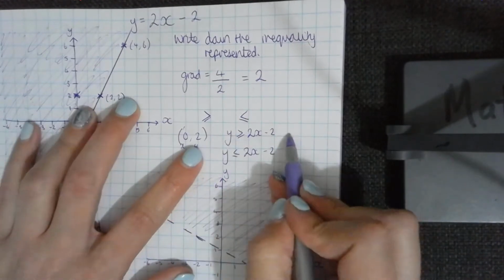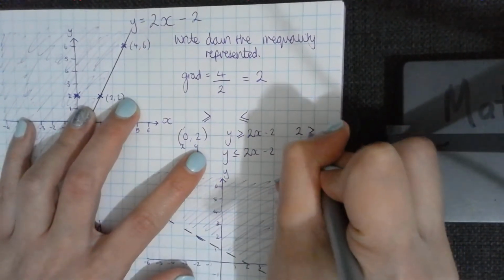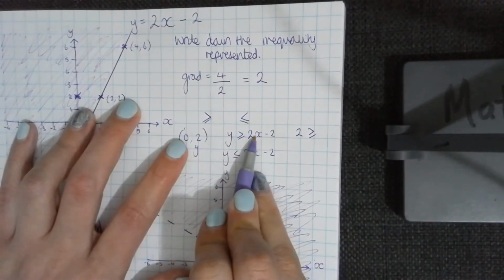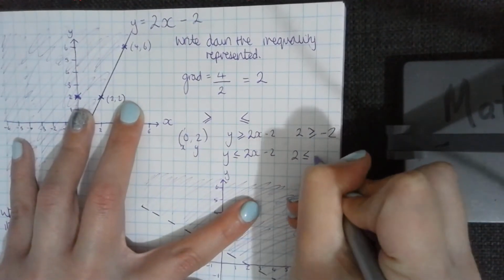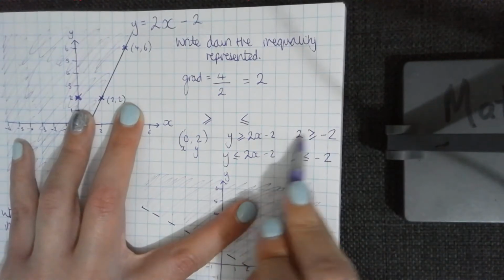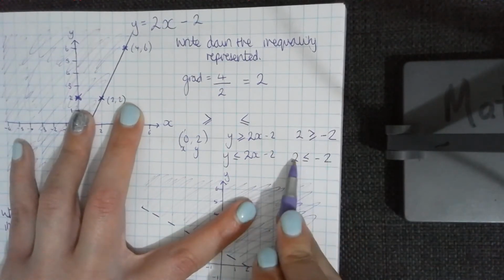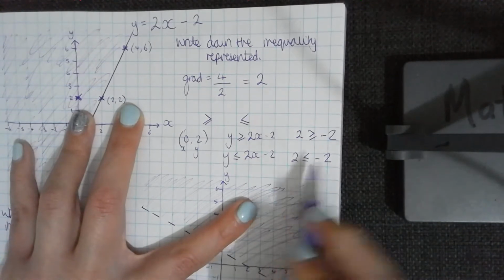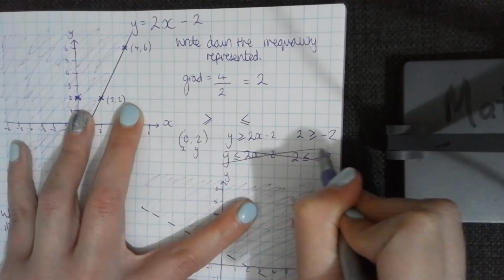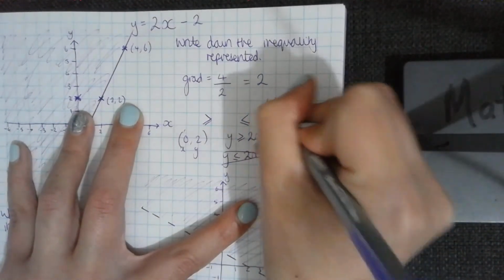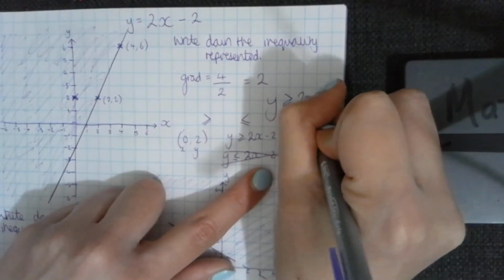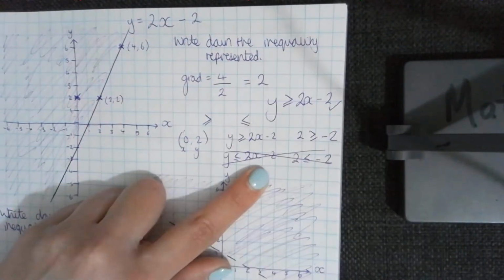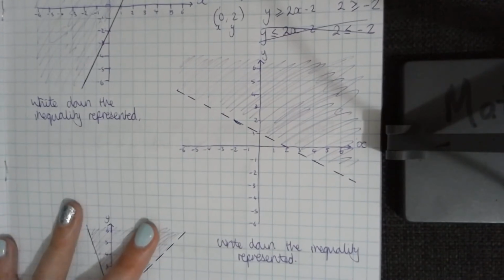So the y value is 2, greater than or equal to 2 times 0 is 0, take 2, -2, or 2 is less than or equal to -2. 2 is greater than or equal to -2. 2 is not less than or equal to -2. So that bottom one is incorrect. So actually we have y is greater than or equal to 2x take away 2. Okay, moving on to the one just below.